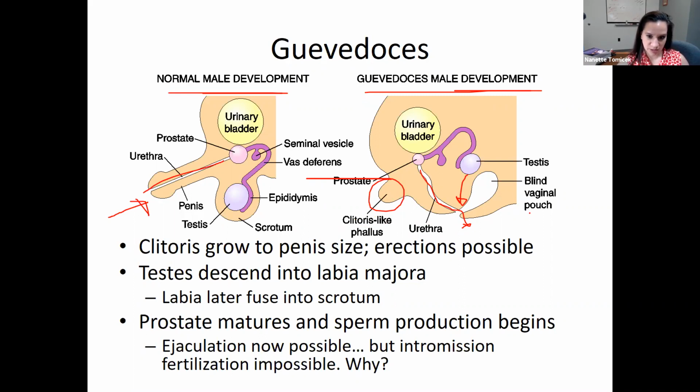What's interesting as well is this person still will retain the blind vaginal pouch. It's not going anywhere. They didn't have a Mullerian duct to make the top of the vagina and the bottom of the uterus, but that structure is still there. So a couple interesting phenomena here with a little bit of disagreement between chromosomal sex, fetal sex, gonadal sex, hormonal sex.